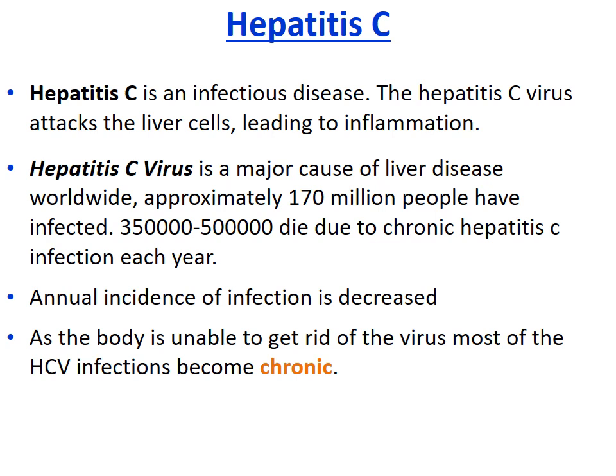Hepatitis C is an infectious disease. Hepatitis C virus attacks the liver cells, leading to inflammation. Hepatitis C virus is a major cause of liver diseases worldwide. Approximately 170 million people are infected with this. About 350,000 to 5 lakh die due to chronic hepatitis C infection each year. Though the annual incidence of the infection has decreased now due to a marked reduction in transfusion associated cases because of the routine screening of blood donors. As the body is unable to get rid of the virus, most HCV infections become chronic.